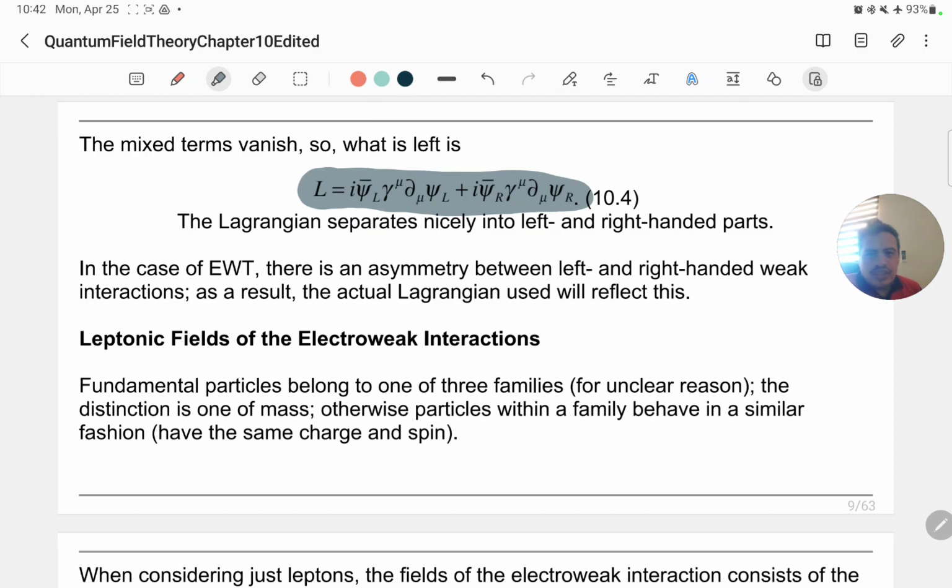So the Lagrangian separates into the left and right-handed components only. In the case of the electroweak theory, there is an asymmetry between left and right-handed weak interactions. As a result, the actual Lagrangian used will reflect this. This is also in conjunction with the experiments.